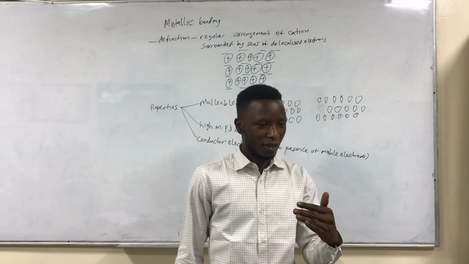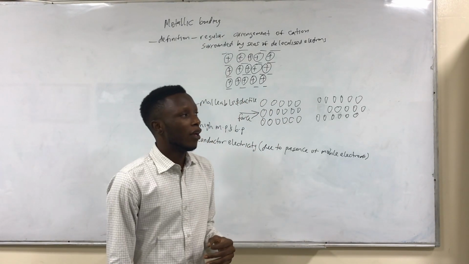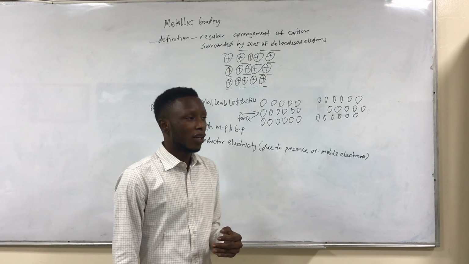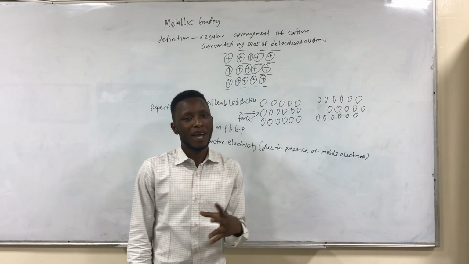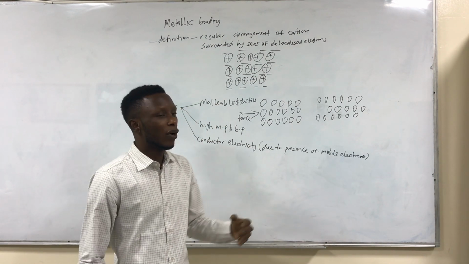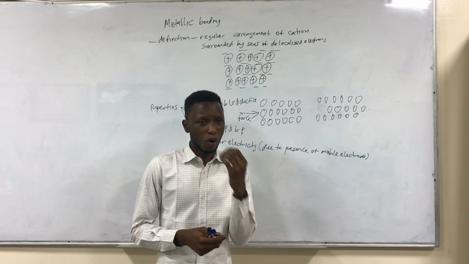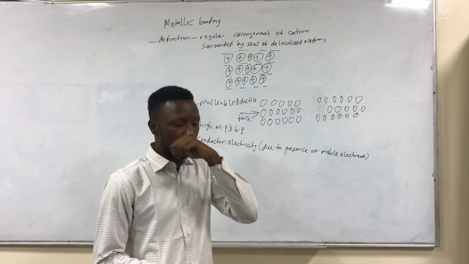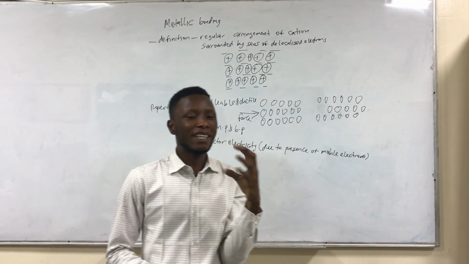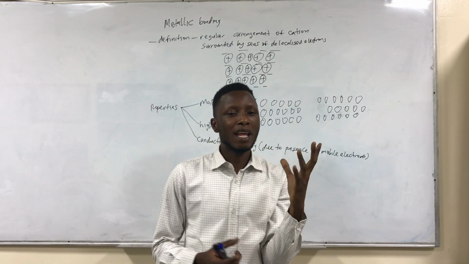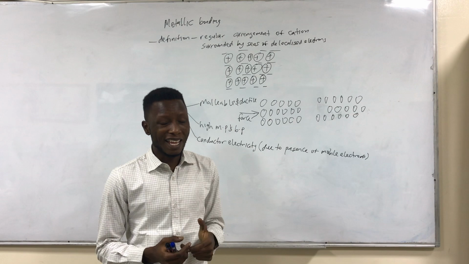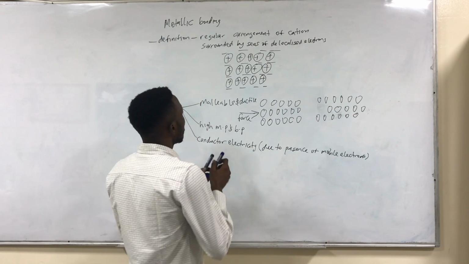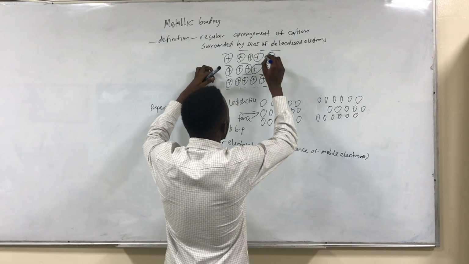This time around, I'm just going to brief you about metallic bonding. When we are talking about metallic bonding, what we are saying in essence is that metals on their own have what we call metallic bonding. If you want to explain the structure, it is a regular arrangement of cations surrounded by a series of delocalized electrons. This diagram here explains it a lot.